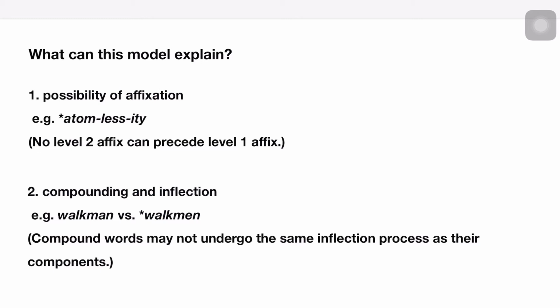Lastly, there are four things the lexical phonology model can explain. The first is the possibility of affixation. We can make no such word as atomlecity, because no level 2 affix can precede a level 1 affix.